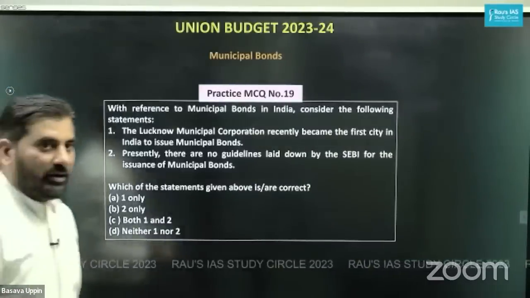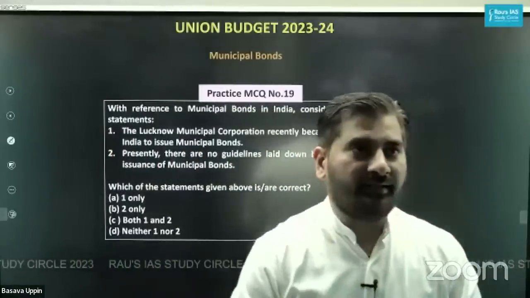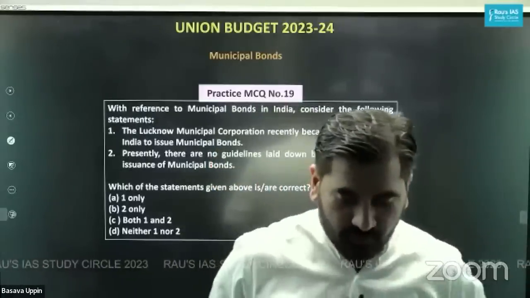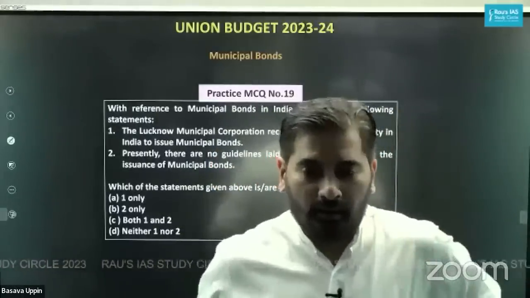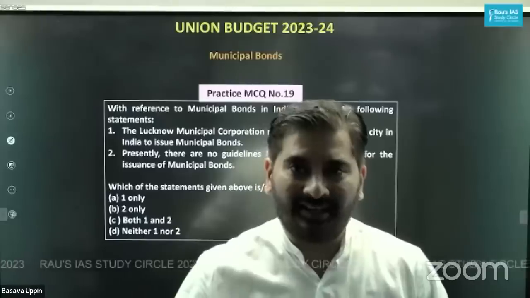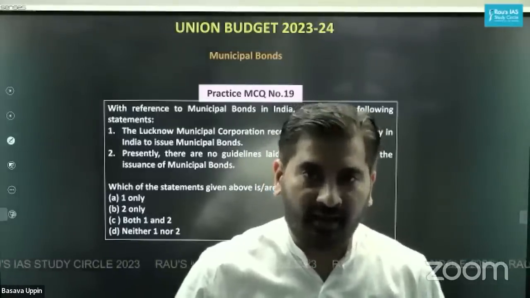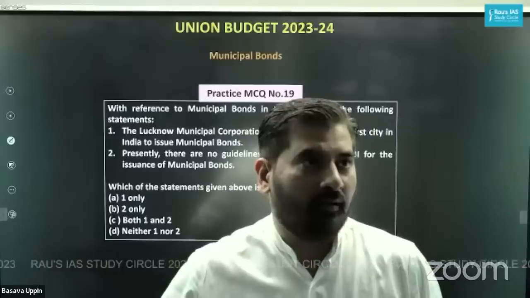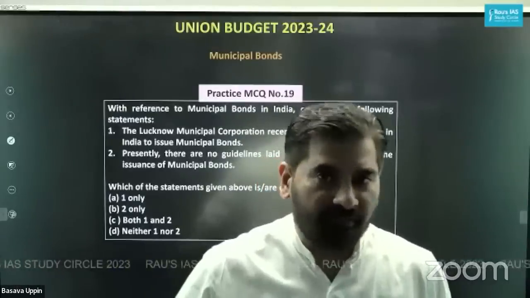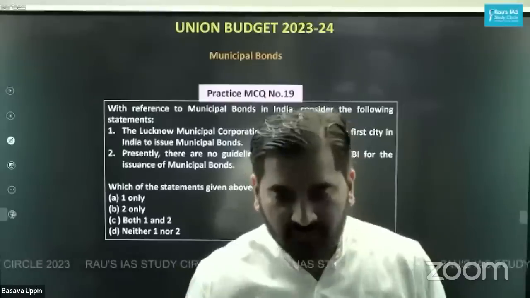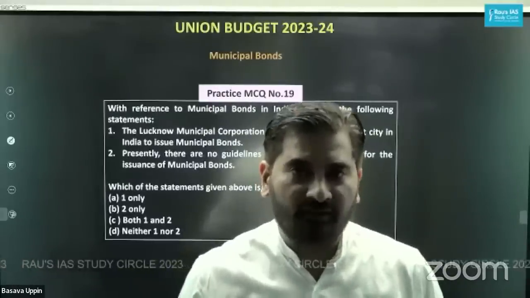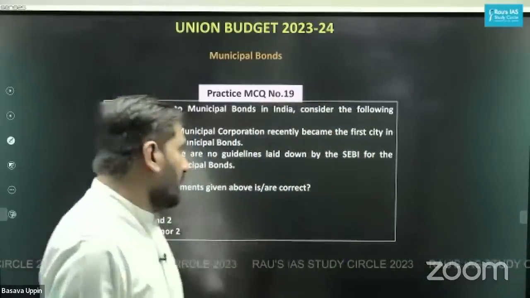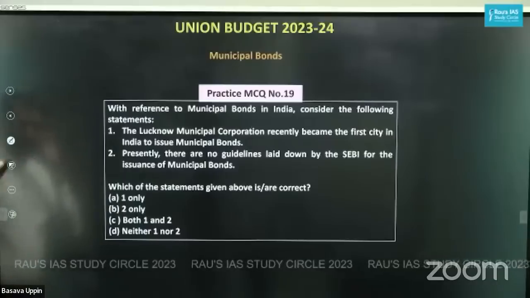Okay. Now coming to the next topic. The next topic is about the municipal bonds. So with respect to municipal bonds, in this year's budget, the finance minister has announced that the government will facilitate the urban local bodies to issue municipal bonds in India. So as far as your prelims and mains examination is concerned, you must know what these municipal bonds are and how these municipal bonds are going to work. So let's start with the discussion of municipal bonds.